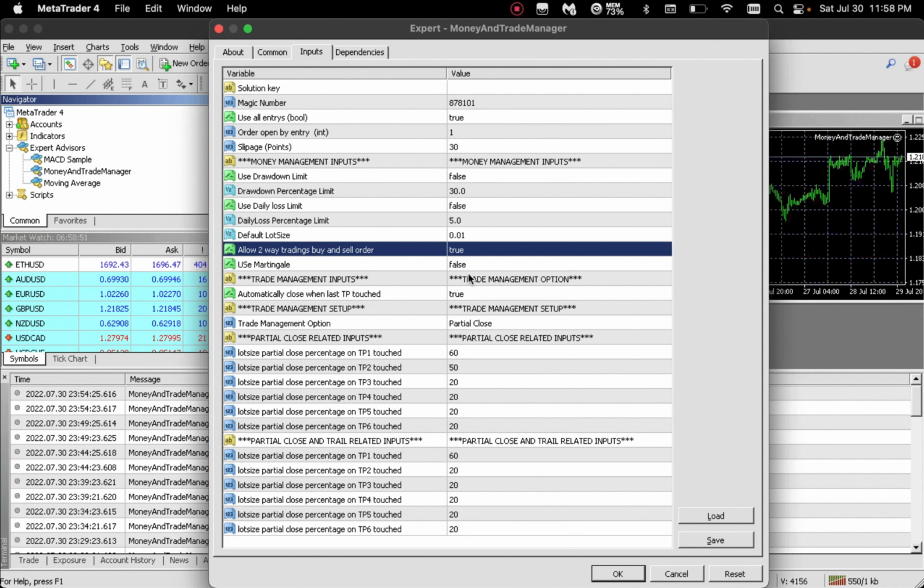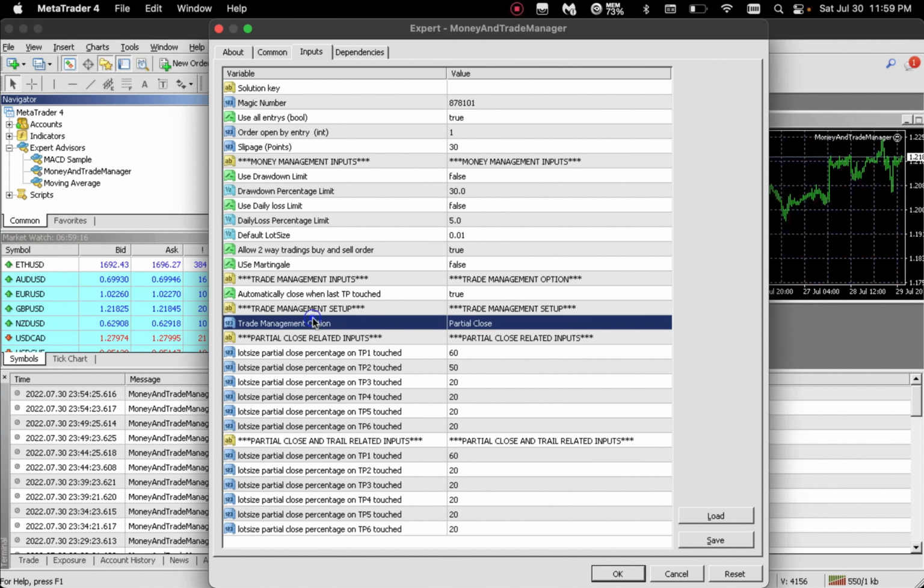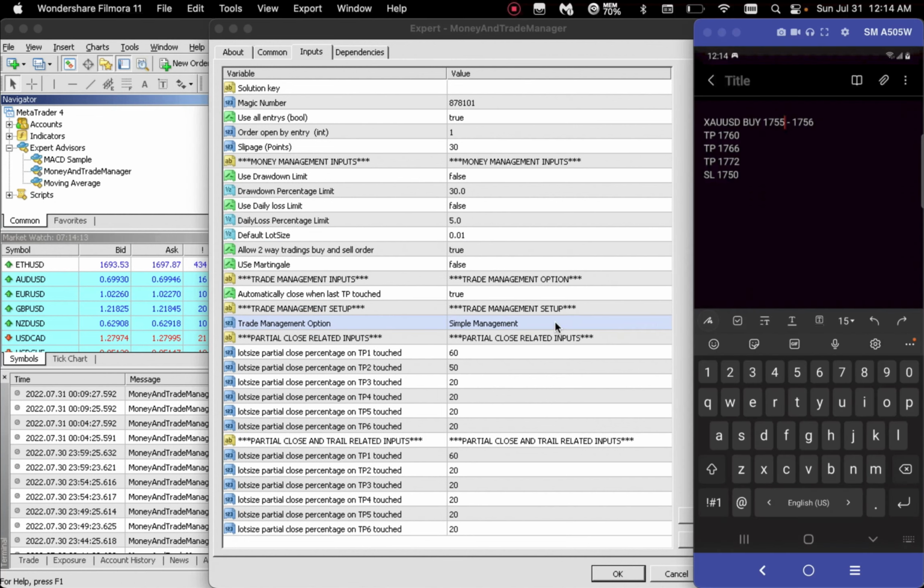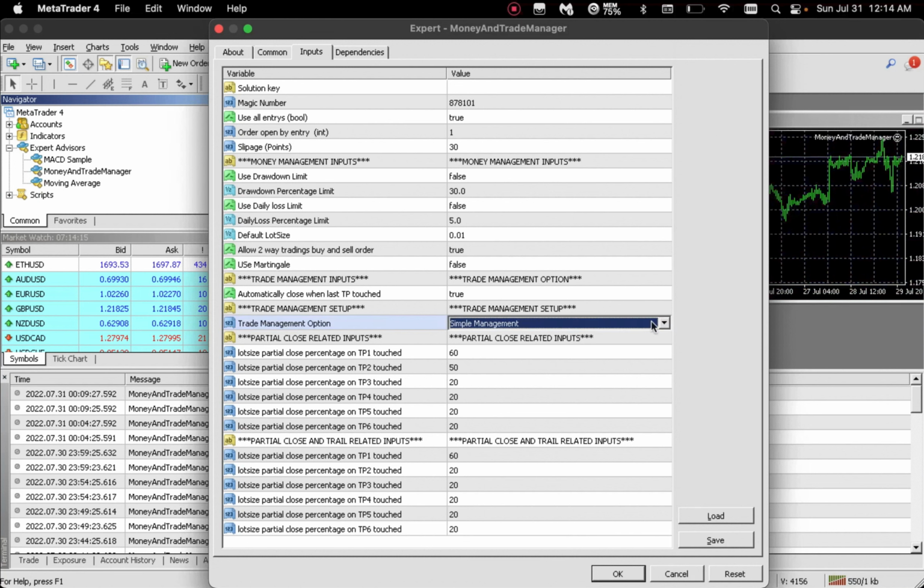Okay, so now we're going to the most important part, the most fun part, the part that we're so proud about because we are way better than all other bridges that are available out there. So the trade management option: you can only select one trade management strategy at a time, and it's right here. These are the 4 exit strategies that are available at the moment.